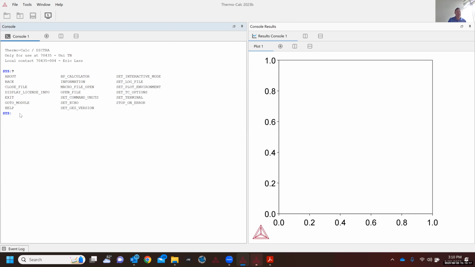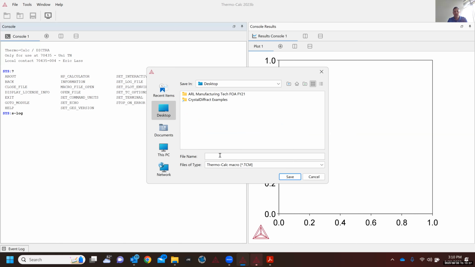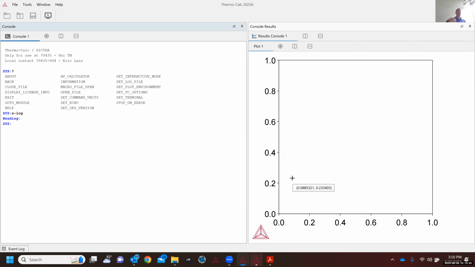A very useful command that I don't use very often is set log file. If you set the log file, now it will keep track of all of the commands that you input. And then later on, you can run that as a macro file, so you don't have to redo it. I almost never use that. You cannot imagine how many times I put the same commands in to the same exact calculation.